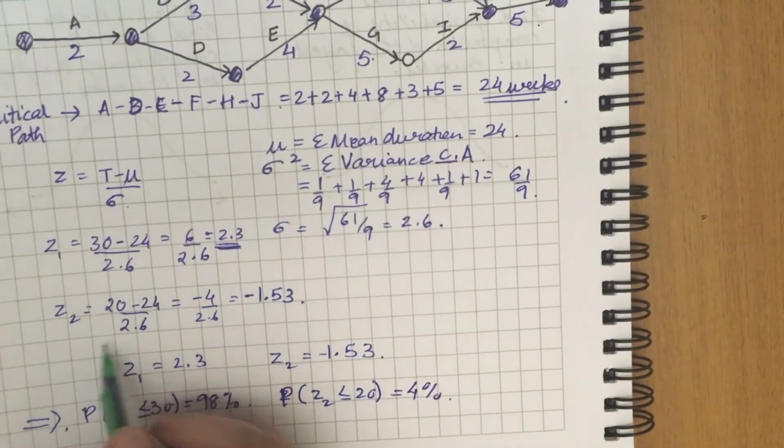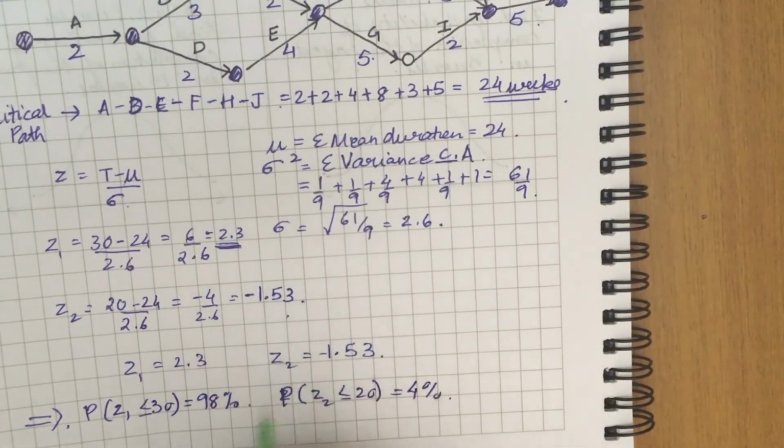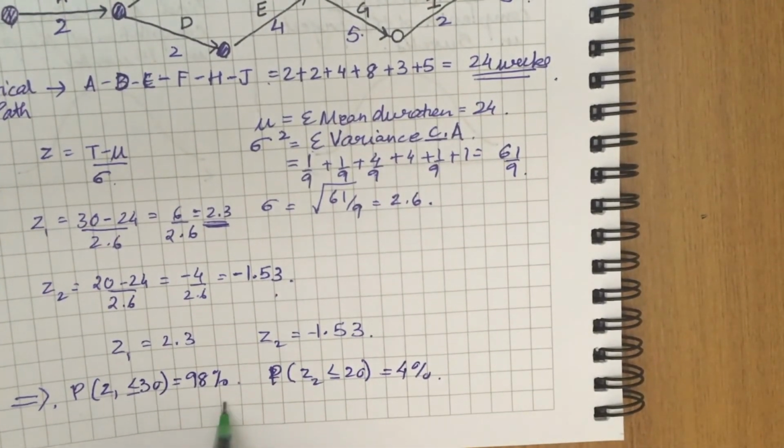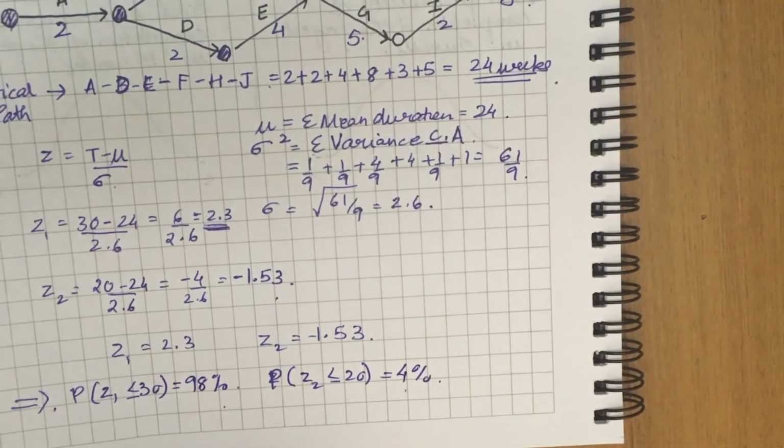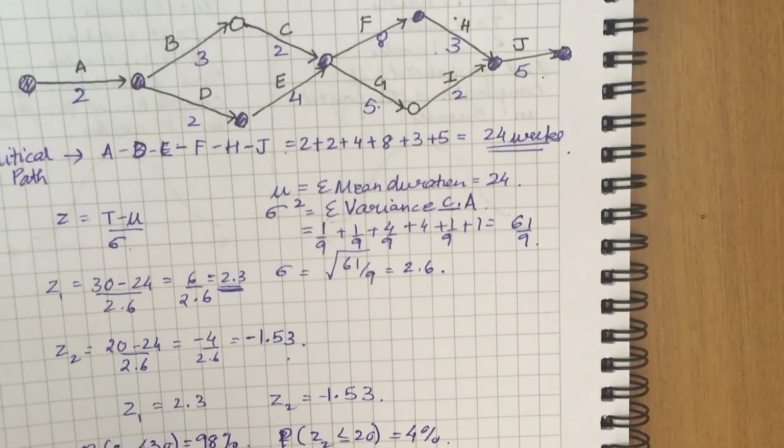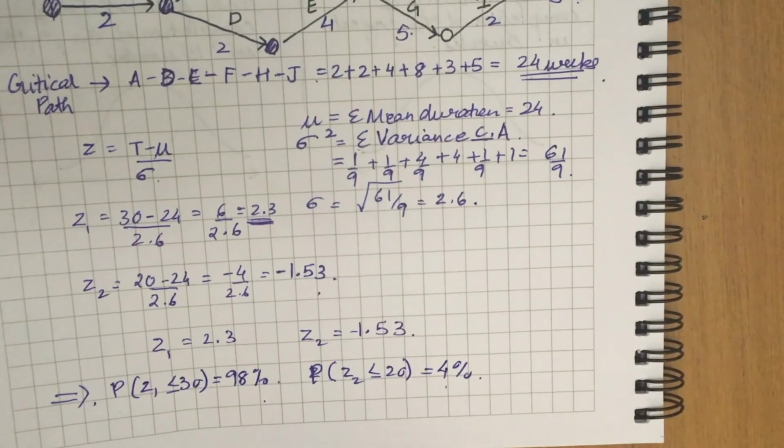Similarly, Z2 has been calculated, and to find the probabilities you need to refer to the standard normal distribution table. Please refer to the next video to understand this.